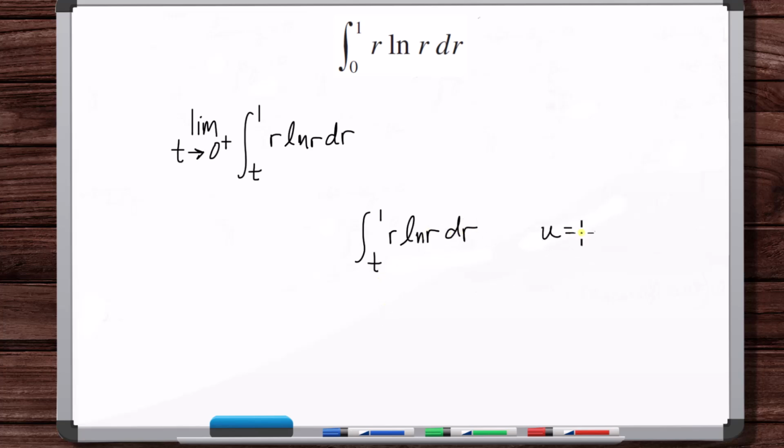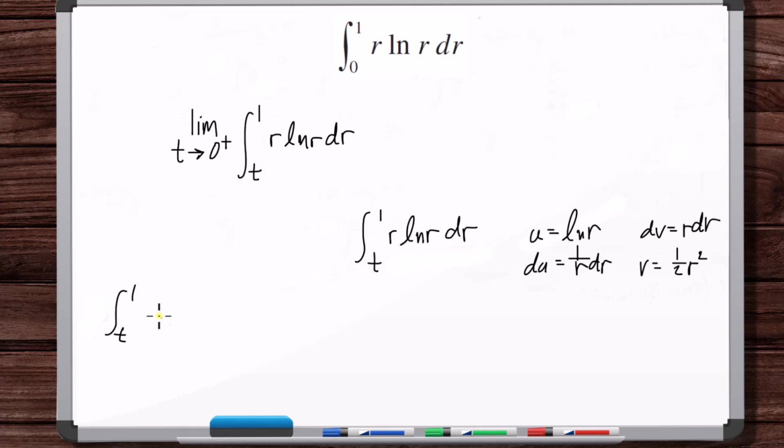Integration by parts, we'll say that u is equal to r, so du is dr. Or no. We're going to say that u is equal to natural log of r, so du is 1 over r dr. dv is equal to r dr, so v is 1/2 r squared. So we've got u times v evaluated from, minus the integral of v du.